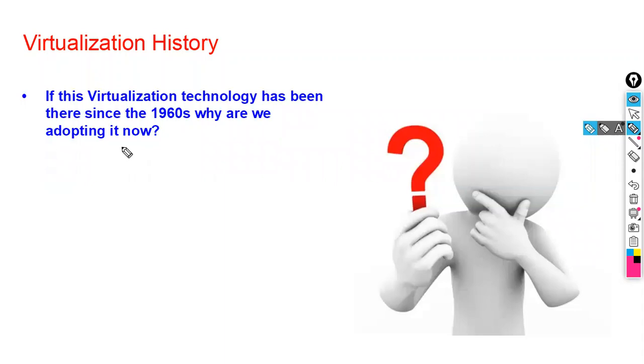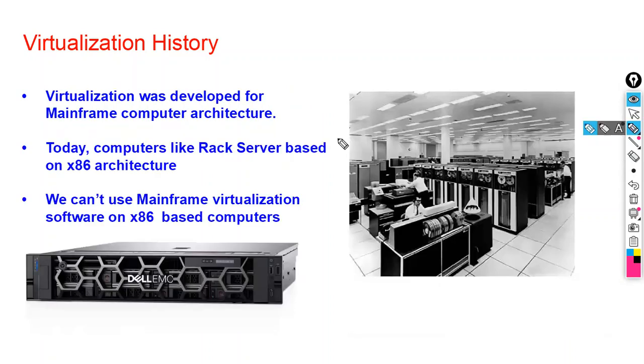So you might be wondering, if this virtualization technology has been there since the 1960s, why are we adopting it now? So let us try to understand the reason. Virtualization was developed for the mainframe computer architecture.